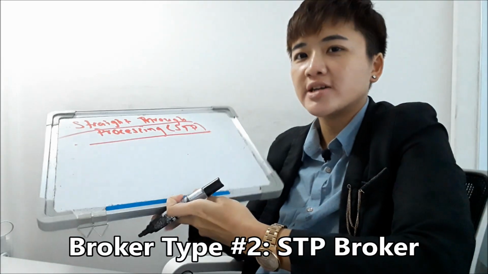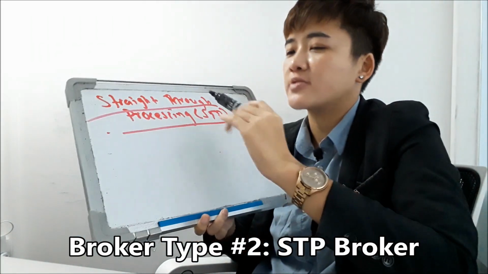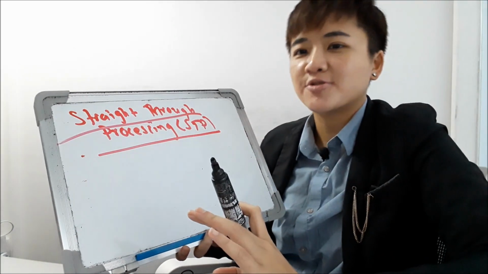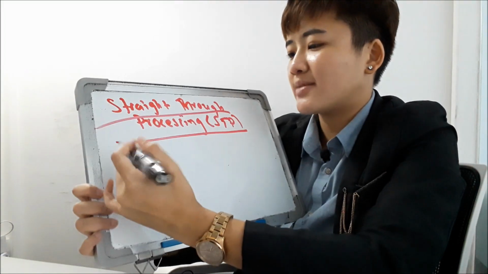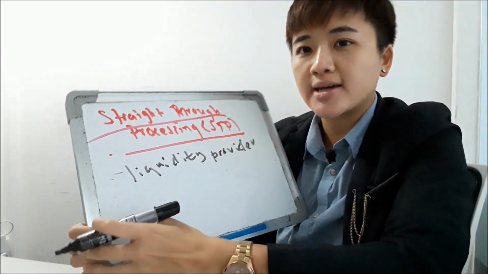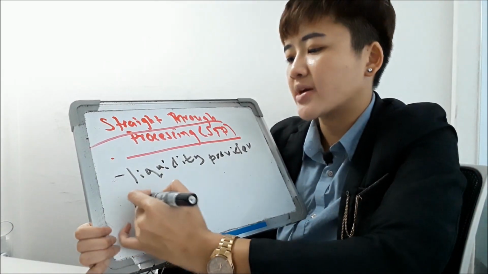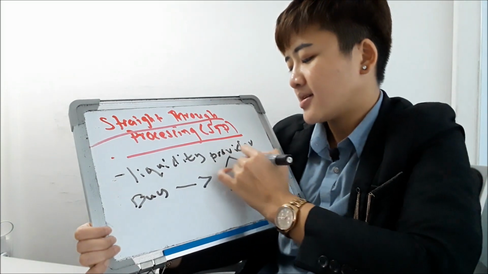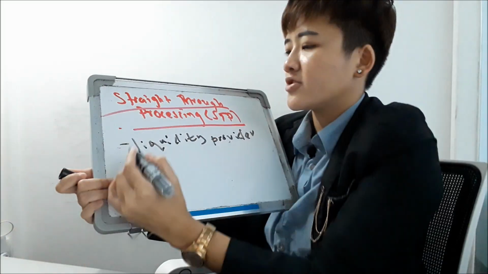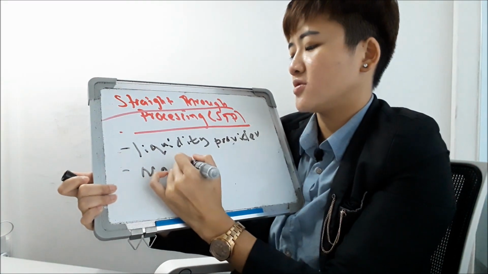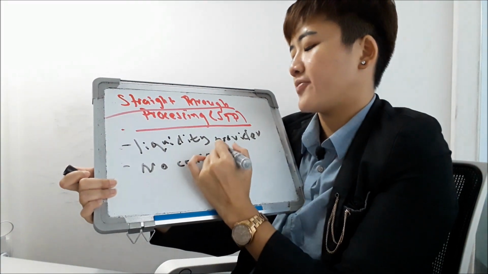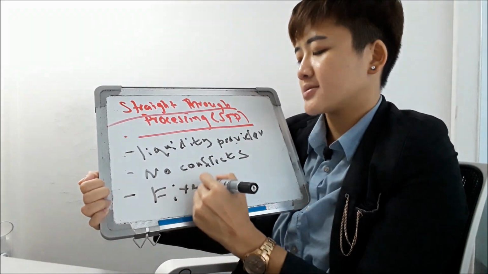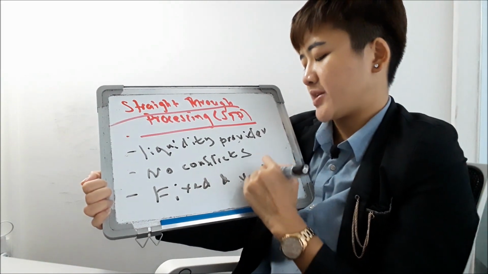Another type of broker, as the name suggests, is straight-through processing. It means that they pass your order straight through to a liquidity provider. And what's a liquidity provider? It is, for example, a bank. So what happens is, when you make a buy trade, they pass your order to a liquidity provider that will give you the best price. The good news about STP is that there's no conflict of interest. And normally these brokers provide both fixed and variable spreads.